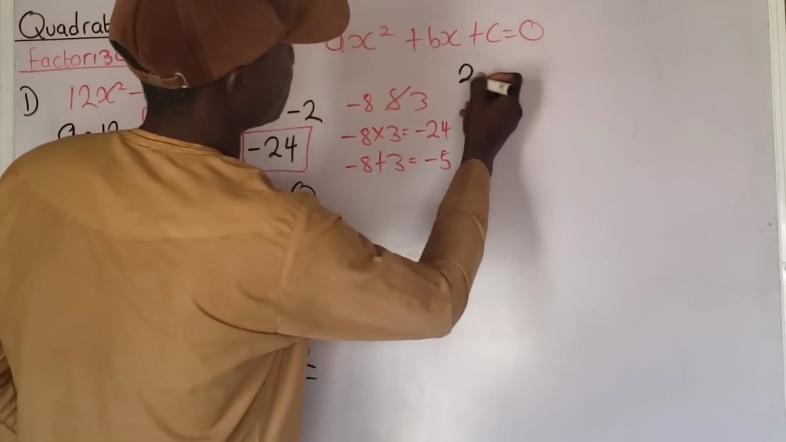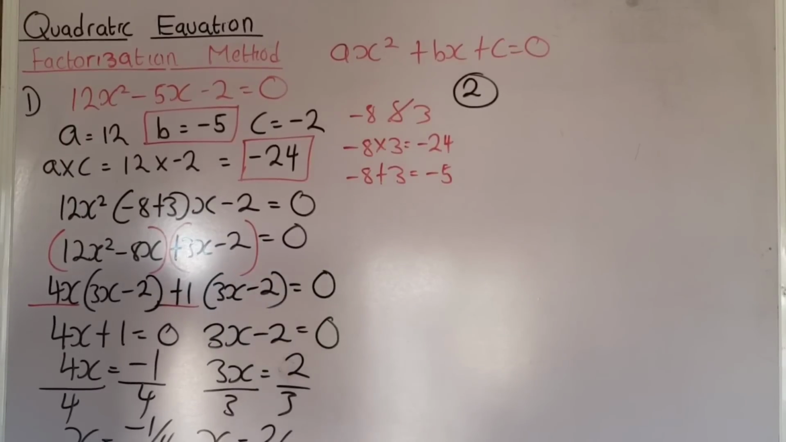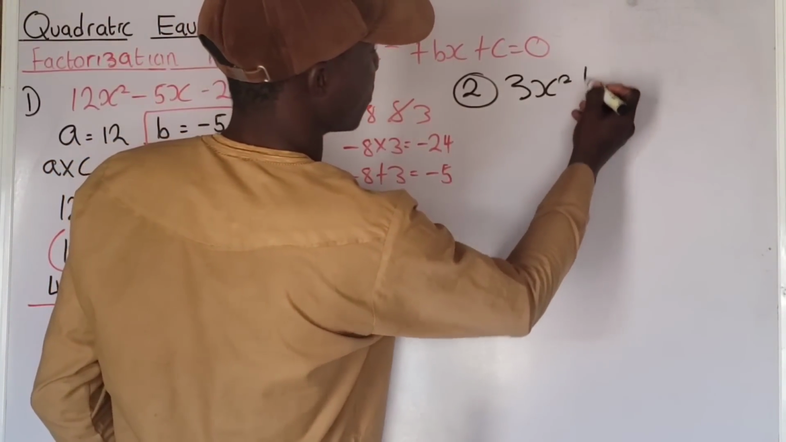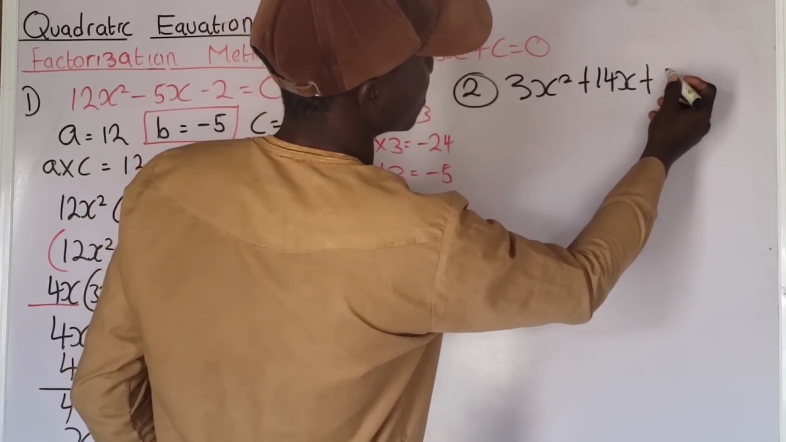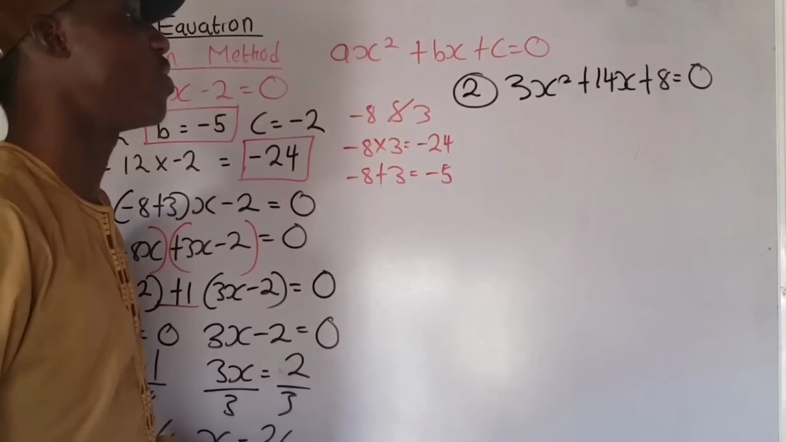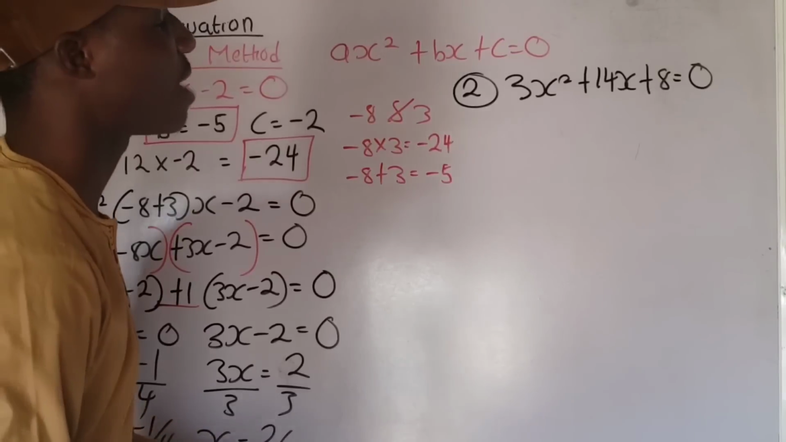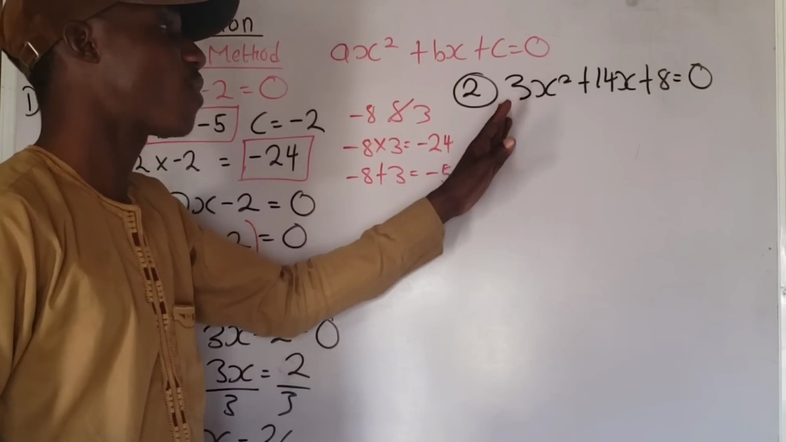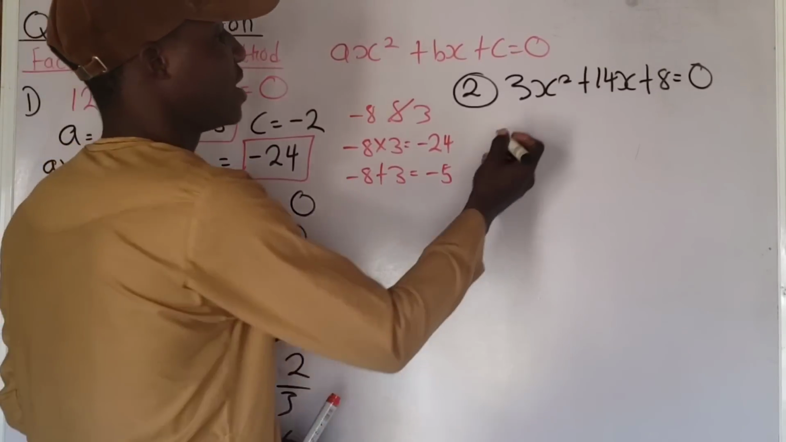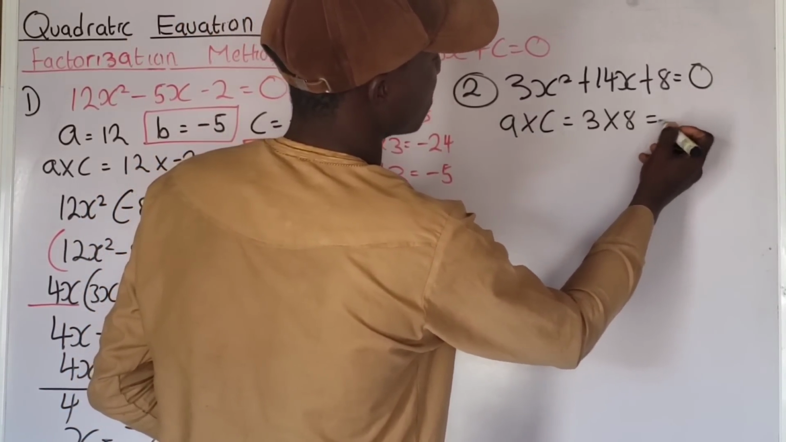We have to find the value of x in the quadratic equation 3x squared plus 14x plus 8 equals 0. Now you can see that in this quadratic equation as well, the coefficient of x squared is not unity, that is, it is not 1. Hence, I'm going to take the product of the first term and the constant term. So I'm going to have a multiplied by c equals 3 multiplied by 8, which is 24.